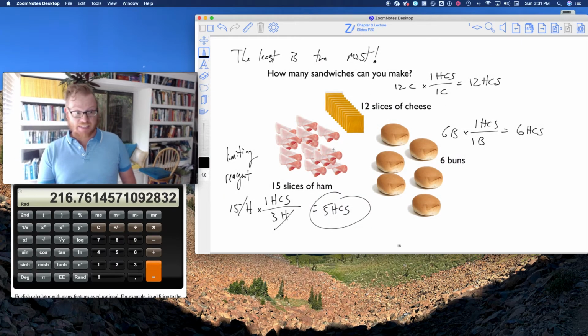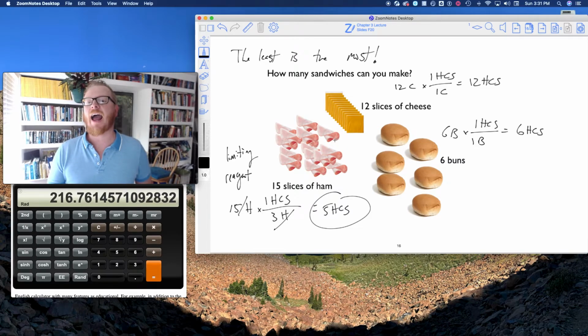We could do the exact same thing here, right? If I had 12 slices of cheese, how many could I have made? If I had 6 buns, how many could I make? If I had 15 slices of ham, how many could I make? Okay? So from all of this, we learned that we could only make 5 slices of ham and cheese, right? So how much cheese would I have left over? Well, hopefully you can see pretty easily that's going to be 7. But how do I get that?